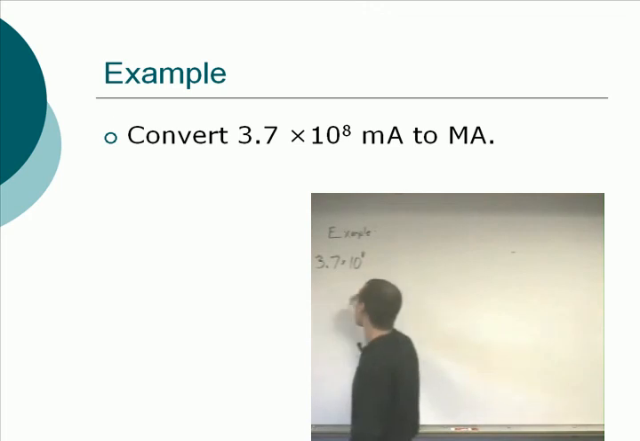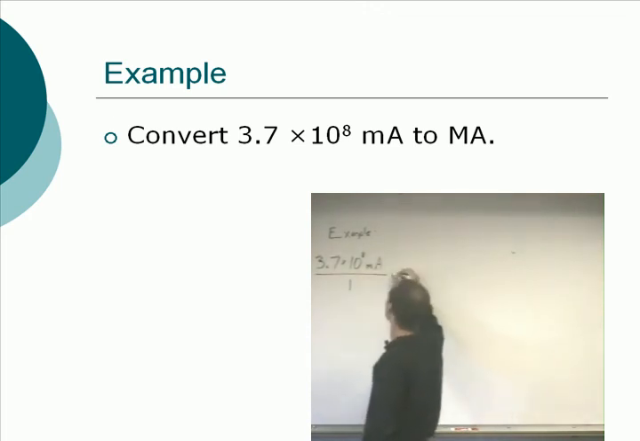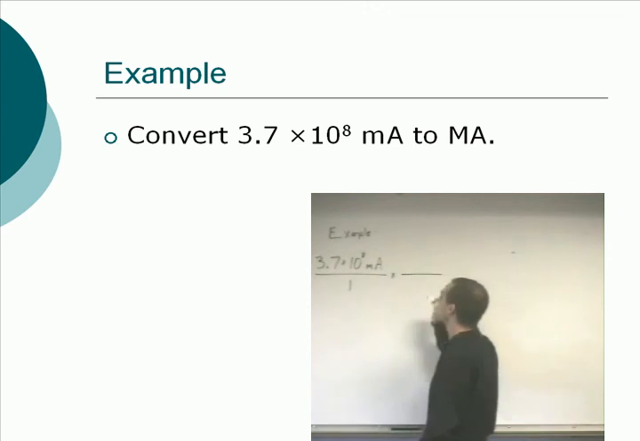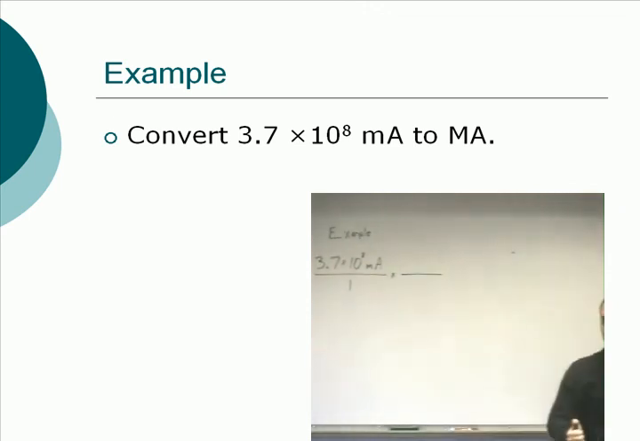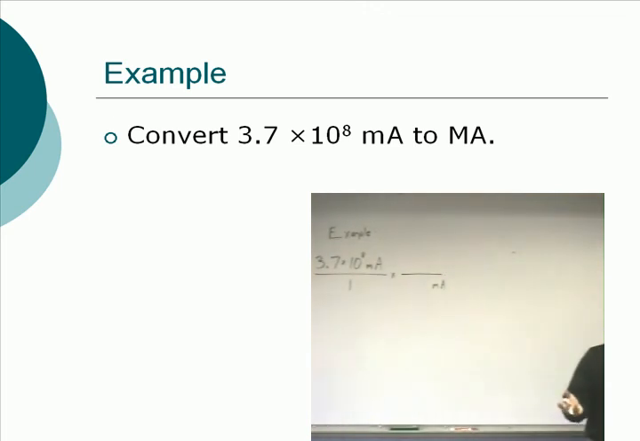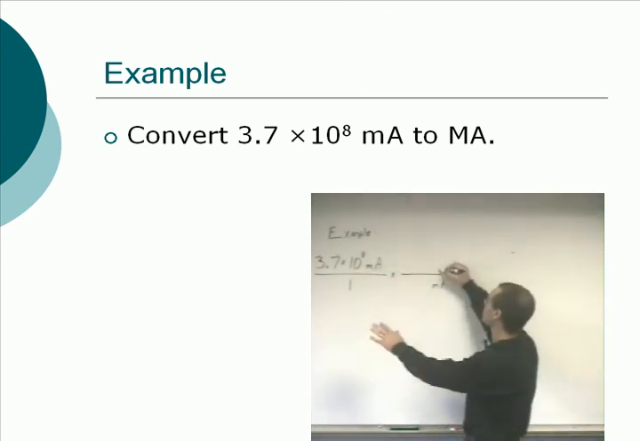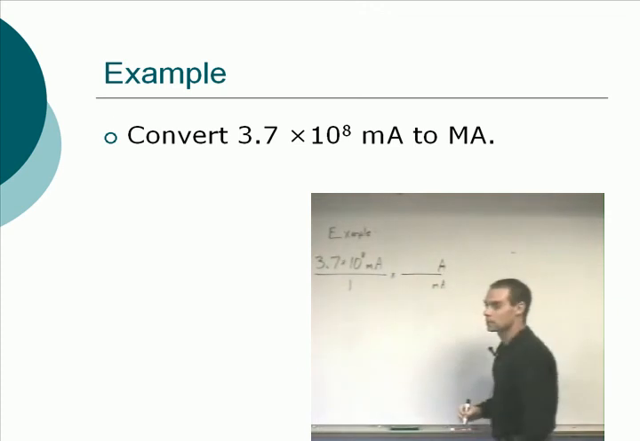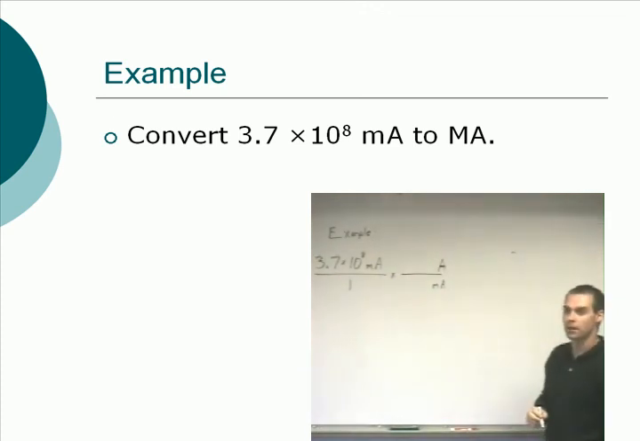3.7 times 10 to the 8th, these are milliamps over 1. Okay, so what units do we want to get rid of? We want to get rid of milliamps. The key to doing this using this method is that you don't have to do it this way, but it's the easiest way to keep it straight. You could go straight to megaamps, but the easiest way is to say, all right, well, let's just get rid of the base unit first. Let's just go from milliamps to amps. All right, that'll make the milliamps cancel.